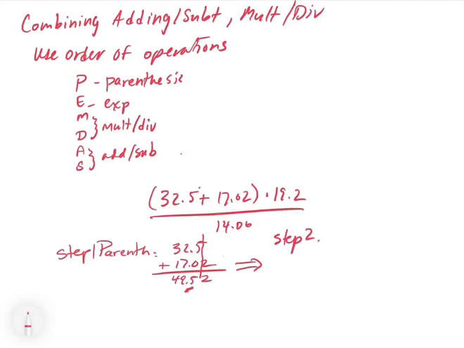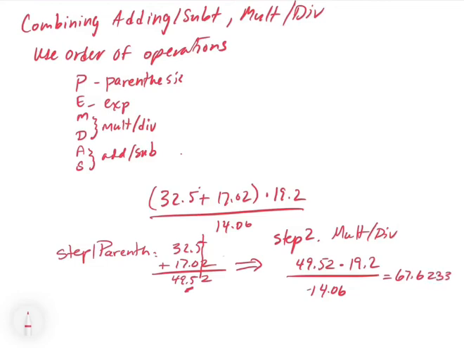So I take this number and I go into step 2. In step 2 for this one, we have a multiplication and division. So I put my 49.52, I multiply that by 19.2, and I divide it by 14.06. And when you plug this into your calculator, you should get 67.6233, and so on and so forth. Now, if you're not getting this, it probably means that you rounded at some point.